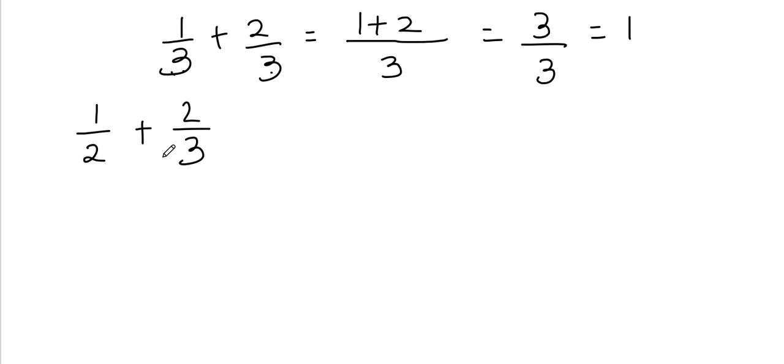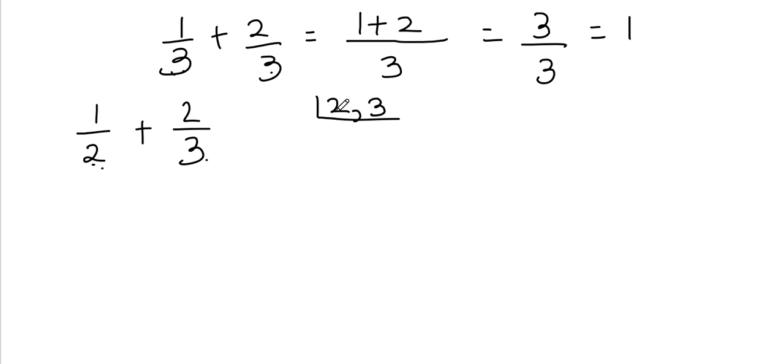Now 1 upon 2 plus 2 upon 3. Are the denominators same? The very first step is that the denominator should be same. So it's not same. So what we will do, we will find the LCM of the denominators. So that's 2 and 3.